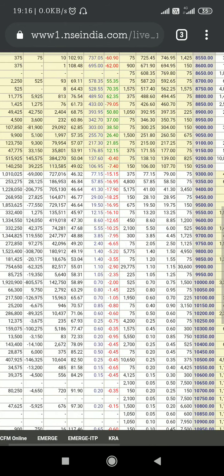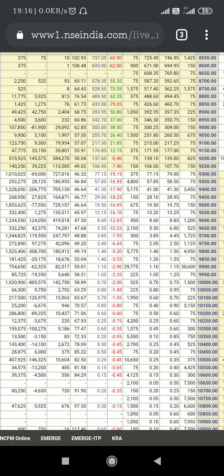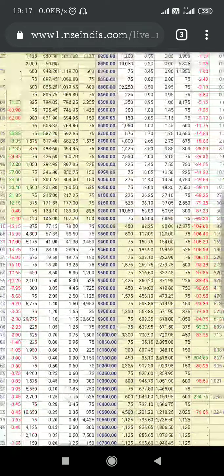So as you can see, at the 9400 level, the OI is 12,28,000, and the change in OI is minus 2,06,775. And at the 9500 level, the OI is 18,53,000, and the change in OI is minus 77,550. So that is the level, and we can expect an up move in the Nifty 50, as the option chain is indicating for tomorrow. So that was the Nifty 50 analysis.